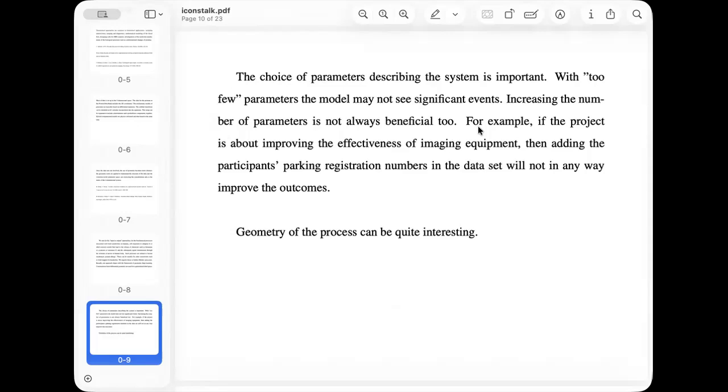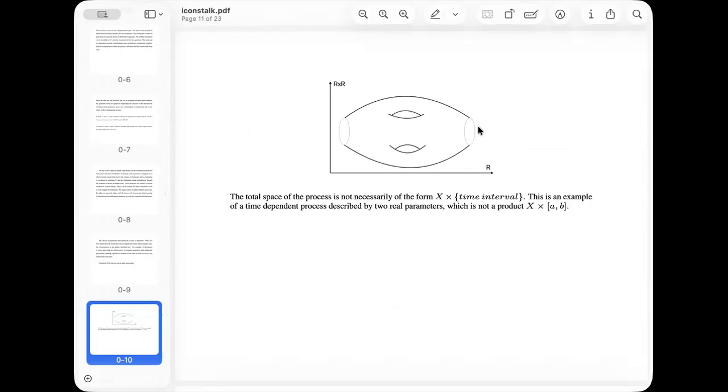Geometry of the process can be quite interesting. Intuitively, the total space of the process is not always a tube or a cylinder. In this picture, we can see a circle continuously evolving in time that splits into 3 circles, and then those 3 circles become 1 circle again.